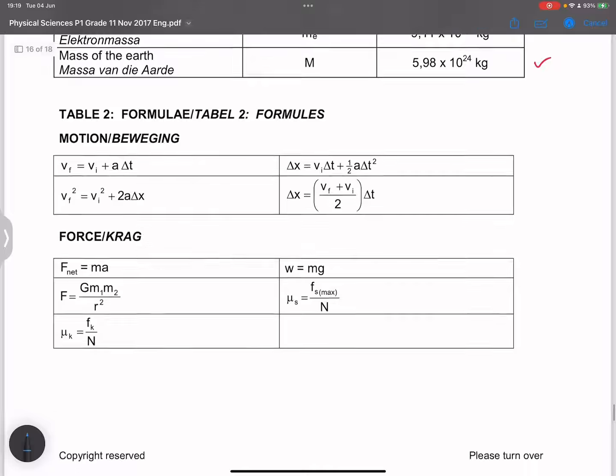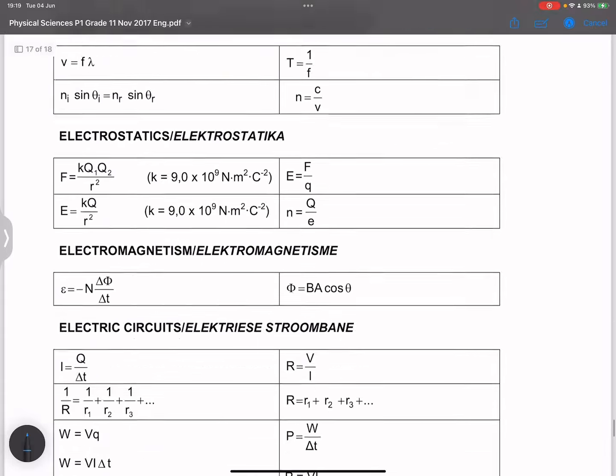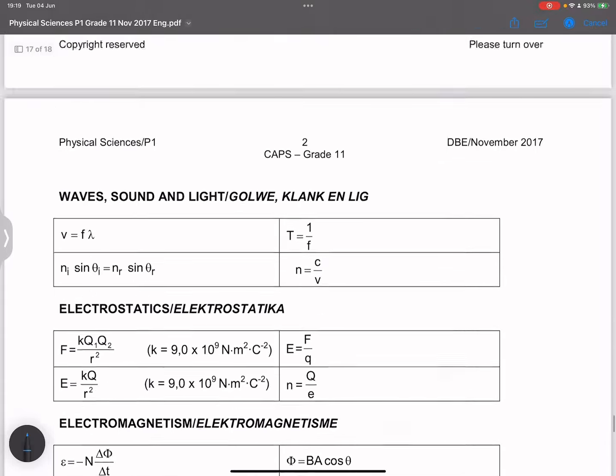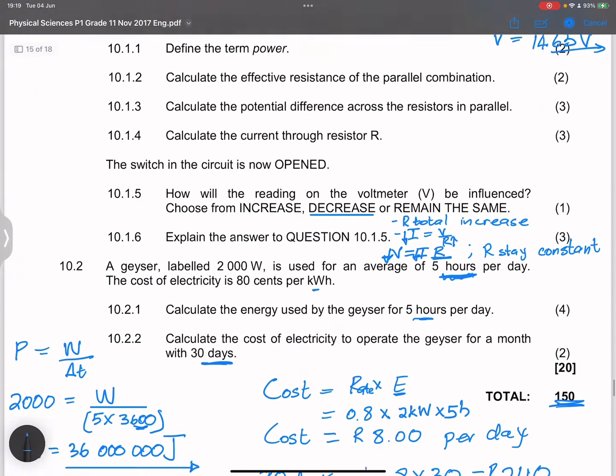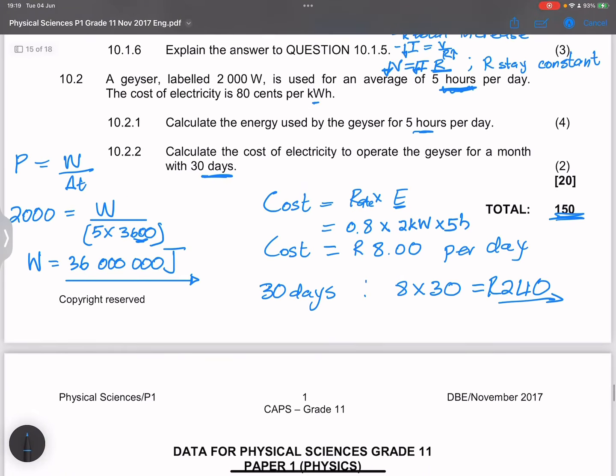Please remember, you also are given all of those formulae to use. And please, if you've got any questions, you are more than welcome to throw them in the comment section, and I'll try to answer those questions for you.